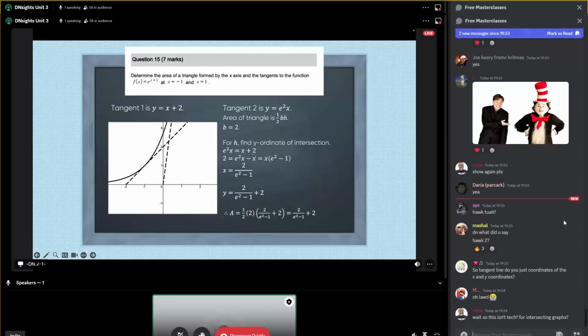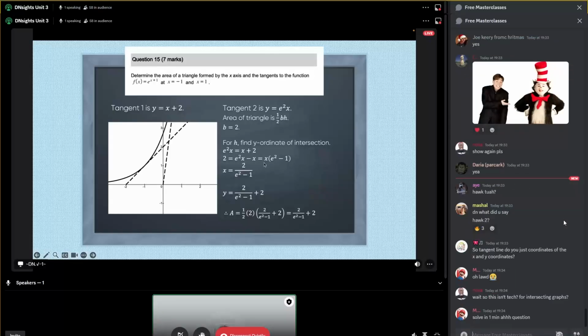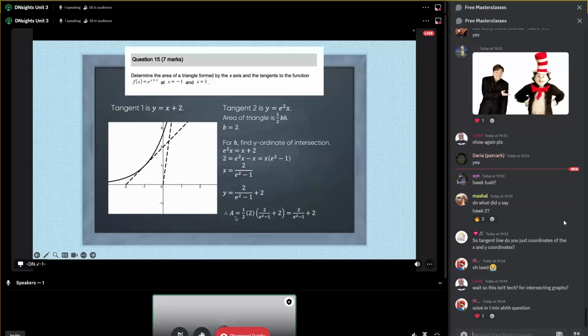e squared x is x plus 2. So what I've done here is some factorizing, and then I've got my x value and my y value. And this should be your final answer, 2 over e squared minus 1 plus 2. It's pretty weird.